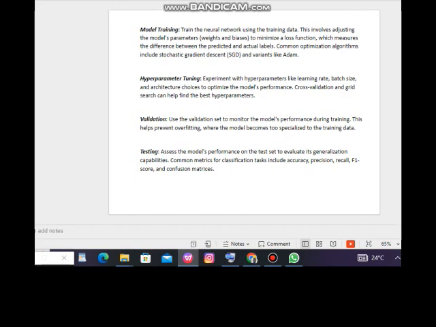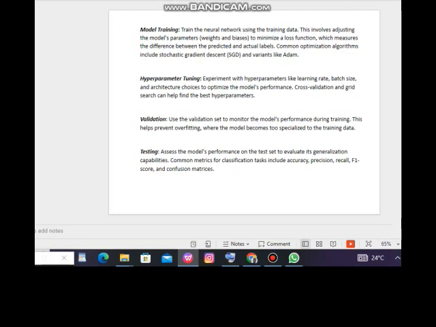Model training. Train the neural network using the training data, which involves adjusting the model's parameters, that is the weights and biases, to minimize the loss function, which measures the difference between the predicted and the actual labels. Common optimization algorithms include stochastic gradient descent and variants like Adam.